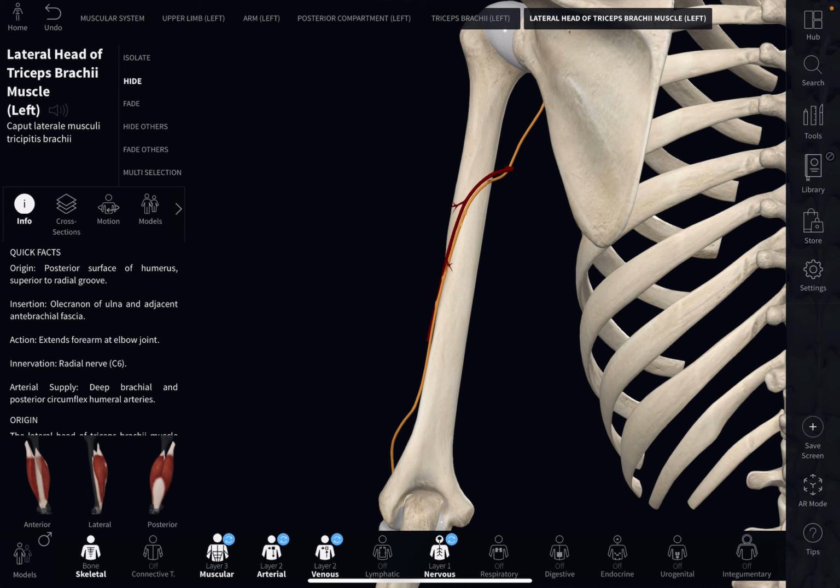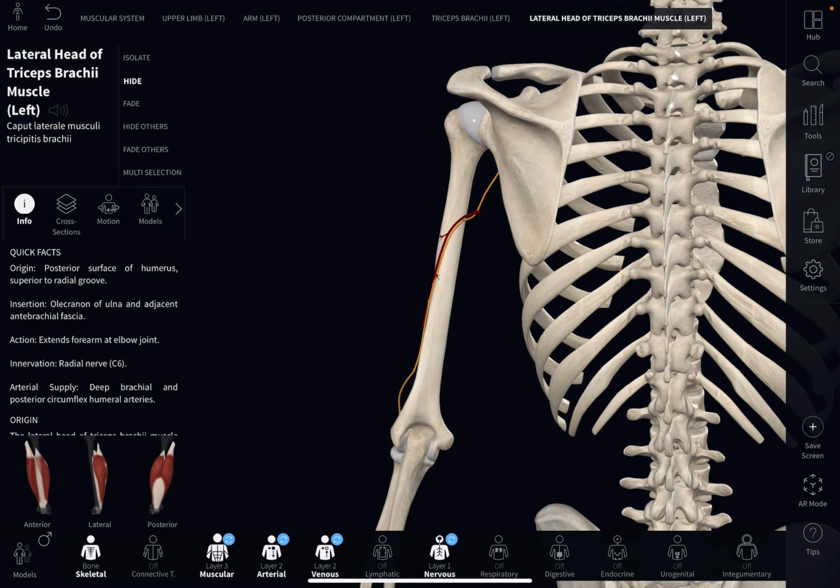Above the insertion of the deltoid muscle, this surface is covered by the deltoid muscle, and above the spiral groove we have the origin of the lateral head of triceps brachii. Below the spiral groove we have the origin of the medial head of the triceps brachii muscle. All right, so that's about the shaft of the humerus.